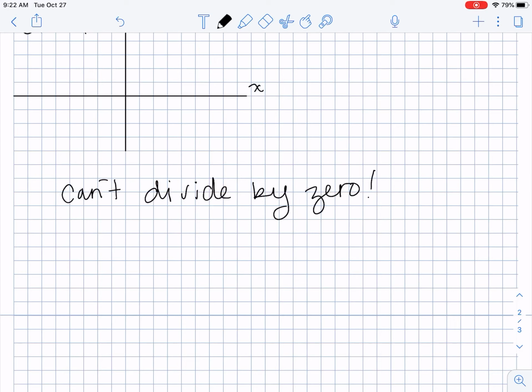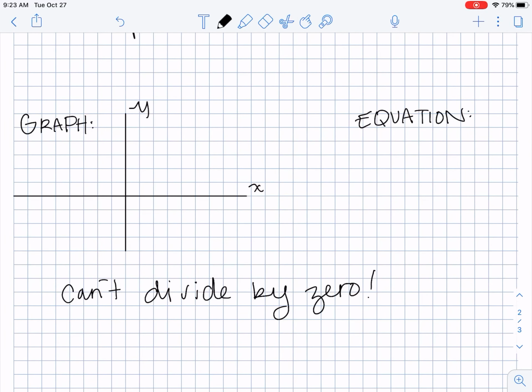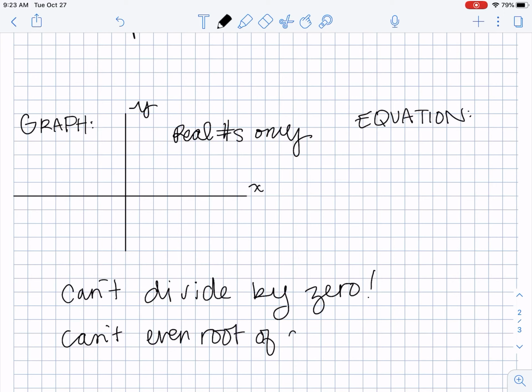Another one that we can't do and get a real number, and again, if we're graphing with x and y, we're on the real number plane. Real numbers only. We can't divide by 0. We can't take the square root of a negative number, or any even root. So we couldn't take a 4th root or a 6th root of a negative number.